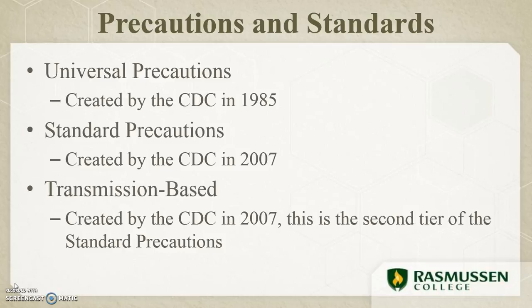And transmission-based precautions is the second tier that was created on top of the standard precautions in 2007. These guidelines focus more on the infectious patients and how those patients are suspected of being infectious. So they break the guidelines down based on how the bloodborne pathogen could be transmitted, whether that be airborne, droplet, or direct contact.